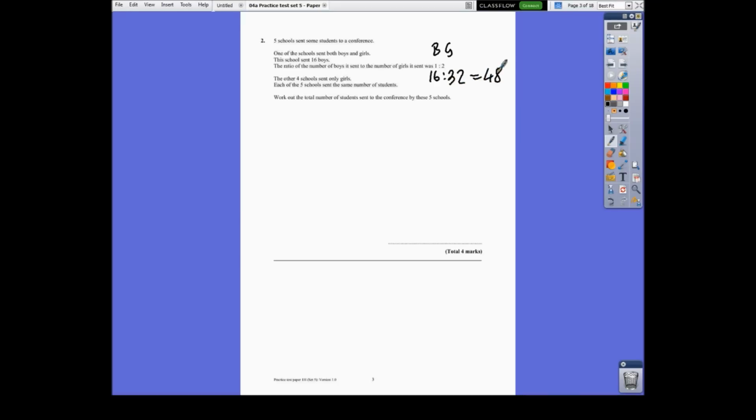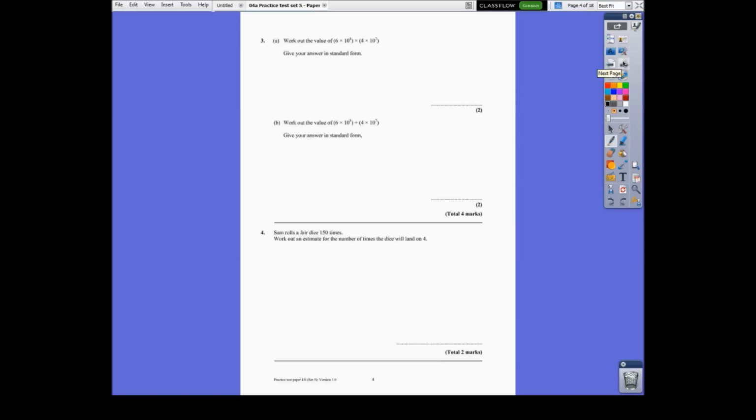It says the other 4 schools sent only girls, but they all sent the same number of students. So that means that all 5 schools must have sent 48 students. Now we are asked for the total number of students, not boys and girls. We just need to do 5 times 48, which is 240.